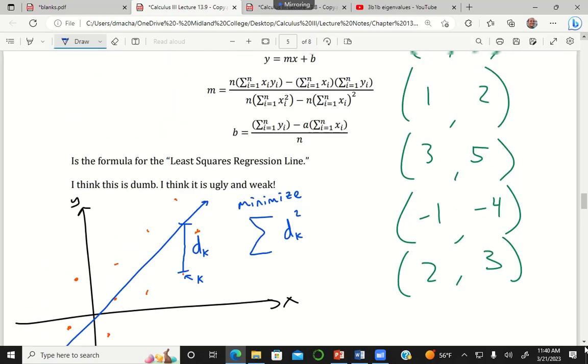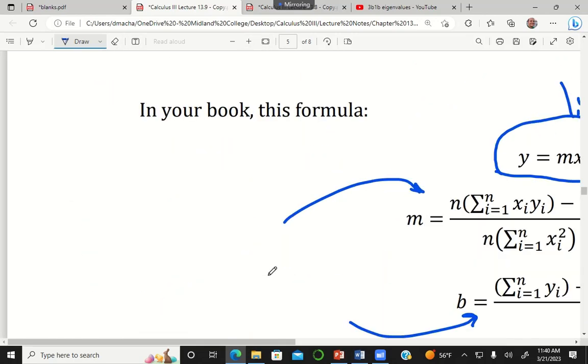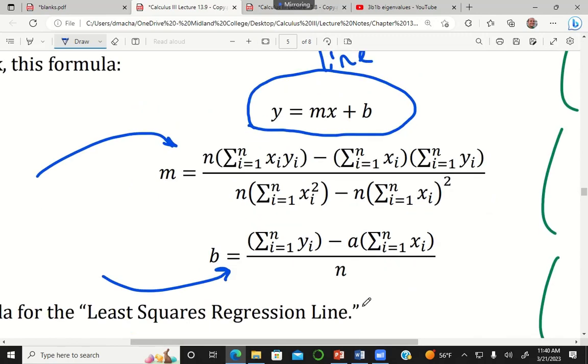So your textbook gives you this formula for finding the formula of the line. That's slope-intercept form of a line. It says if you want to find the slope, that is what you would have to use, and if you want to find the y-intercept, that's what you would have to use. But if you look at that, how many things do you have to multiply and add together? That's disgusting. It's the dumbest way to do it.